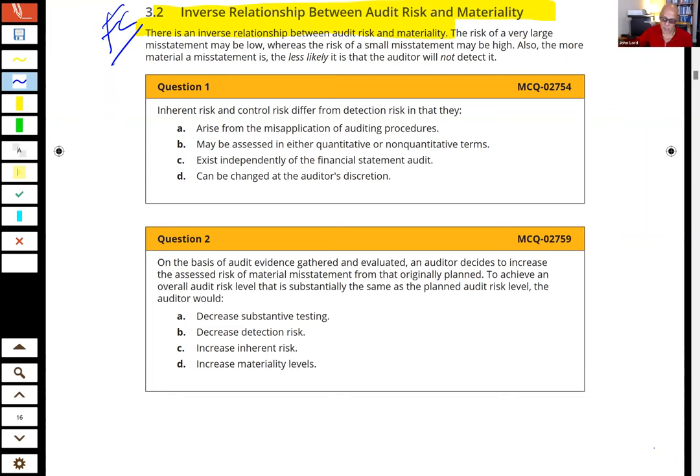The problem that I have with this question is they say inherent risk and control risk exist independently from the financial statement audit. The factors that lead to the assessment exist independently, okay? Whereas detection risk, the auditor can change that around if they're willing to accept more risk, right? But the factors that lead to assessment, this is a horribly written question.